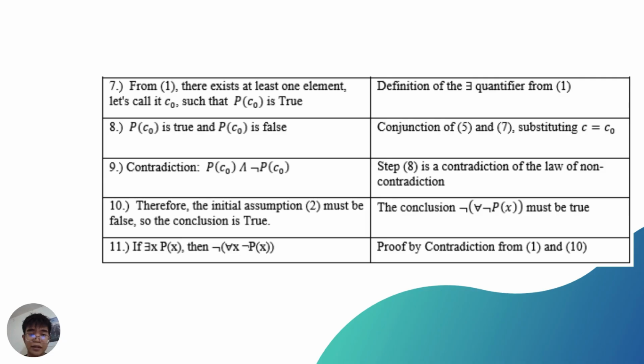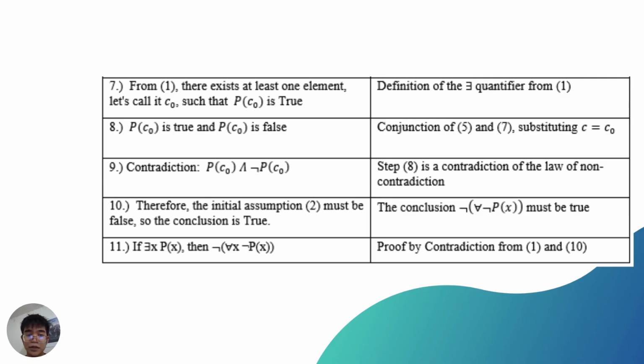In statement number 8, we have p of c sub 0 is true and p of c sub 0 is false. From step 7, we know p of c sub 0 is true. From step 5, which came from the false assumption, negation p of c is true for any c. So we can substitute c sub 0 for c, meaning negation p of c sub 0 is true, or p of c sub 0 is false. And that is the conjunction of 5 and 7 substituting c equals c sub 0.